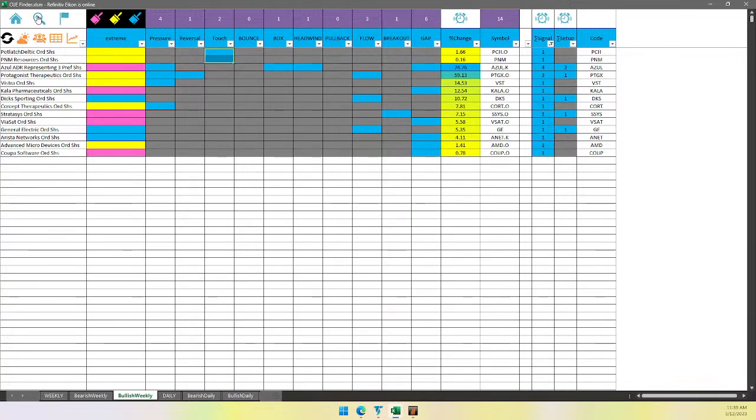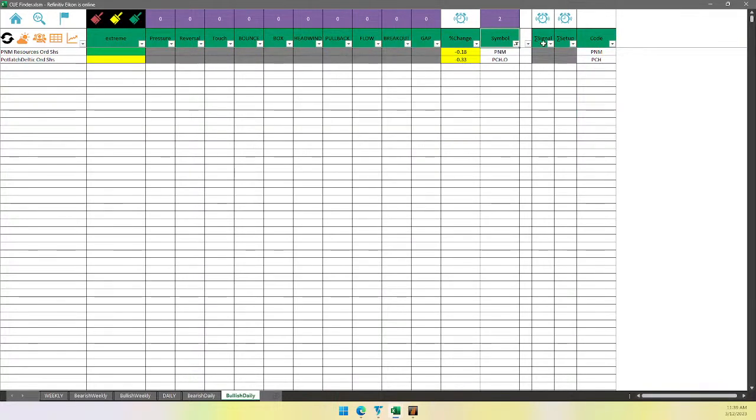So they are touching trend line support in weekly. You can see there is no other signal here on the weekly interval. I could select both of them and look up daily. They have no setup.